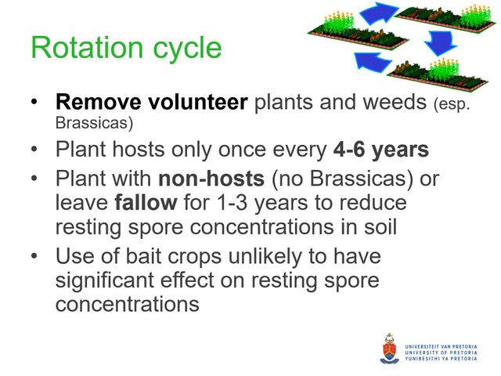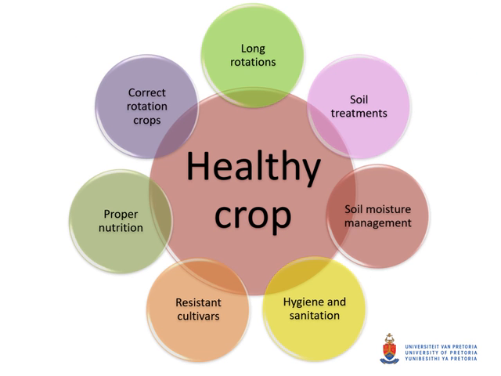The use of bait crops has been suggested in some studies, but it is unlikely to have a really significant effect on resting spore concentrations in the soil. So if we put this all together and look at how we can manage plants to provide us with healthy crops, we can look at long rotations, various soil treatments, good soil moisture management, hygiene and sanitation, resistant cultivars, correct nutrition of the crop, and the correct rotation crops.